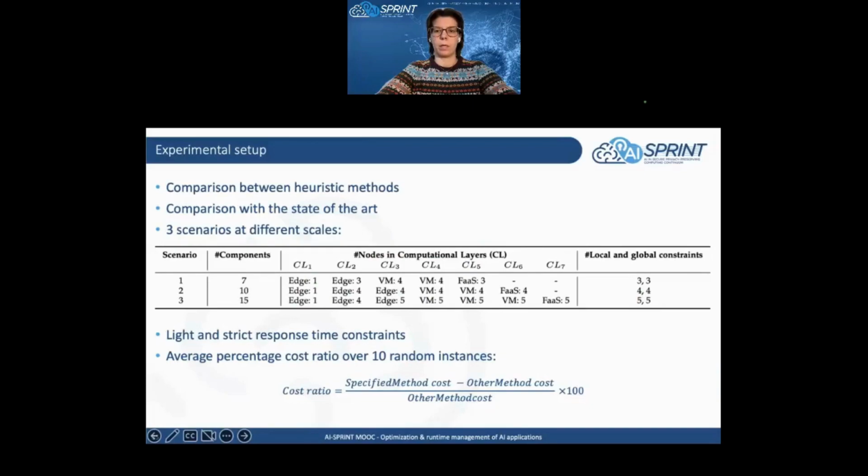We will compare the performance of the different heuristic methods as well as comparing Space4AID with a state-of-the-art method. To do this, we designed 3 scenarios at different scales, including between 7 and 15 components and a variable number of candidate resources and performance constraints. These will be light or strict constraints to test the Space4AID capabilities of determining good quality solutions in an easier or a more complex setting. We compare the cost of different methods by defining the average percentage cost ratio as reported in the formula.